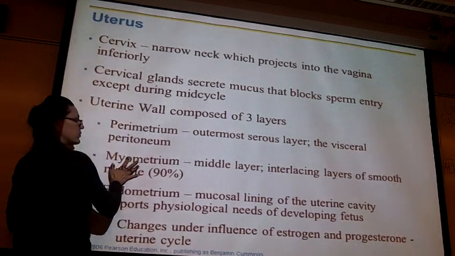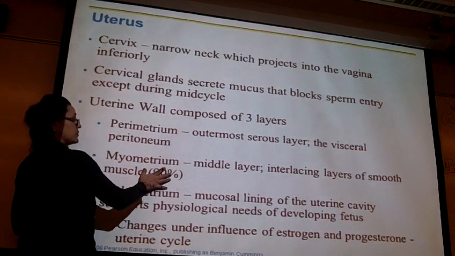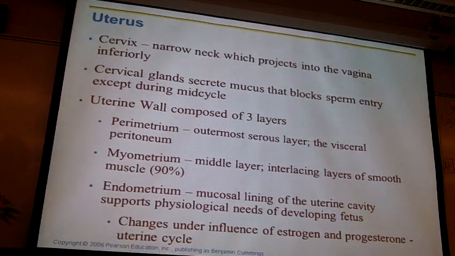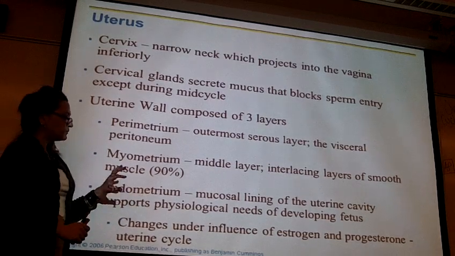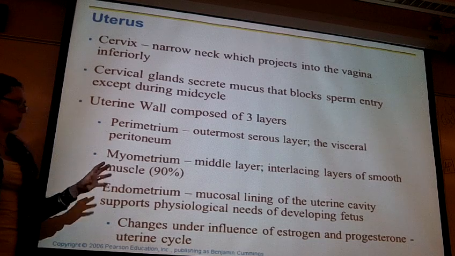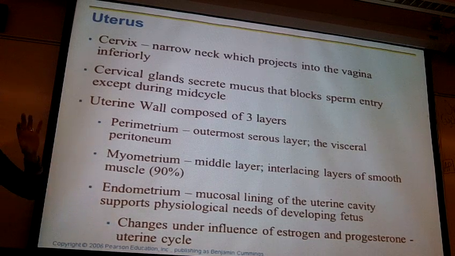The majority of the uterus is smooth muscle. 90% of it is the myometrium. The innermost part is the endometrium. Endometrium is going to be epithelia and then connective tissue.